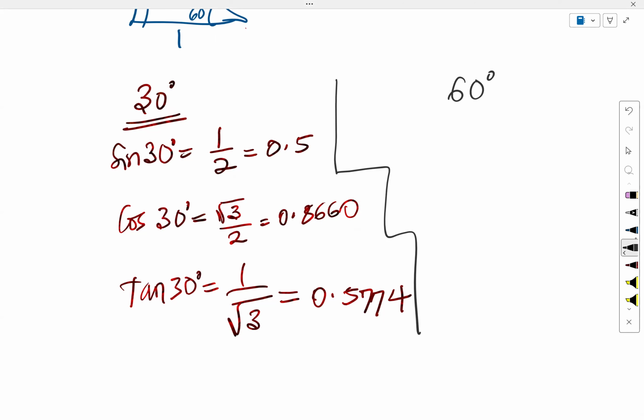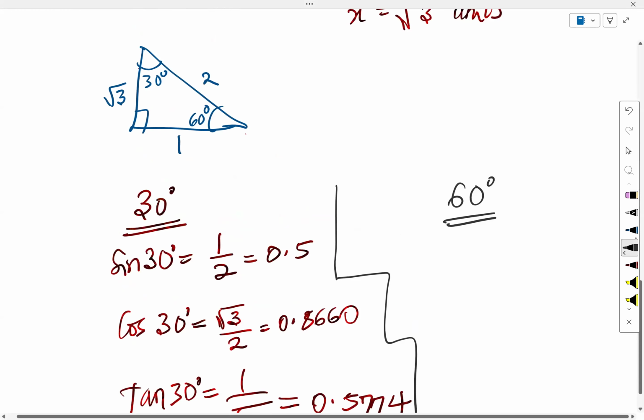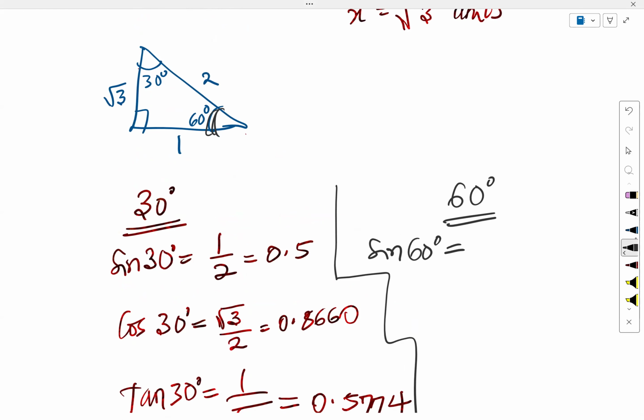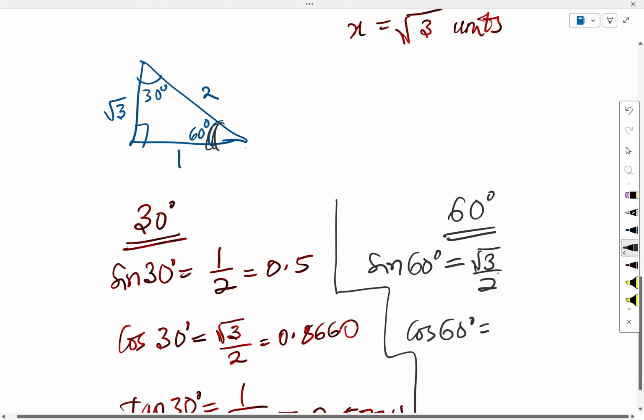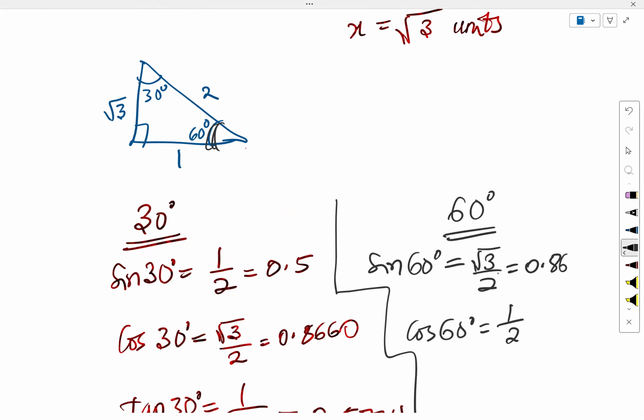So we have 60 degrees now. Of course, still from the same triangle, except that now we are focusing on this. So check, sine 60 degrees is opposite root 3 over hypotenuse 2. And then we have cos 60 degrees. That's adjacent of 60, which is 1, over the hypotenuse, that is 2. Of course, we know this is 0.8660 and this is 0.5.